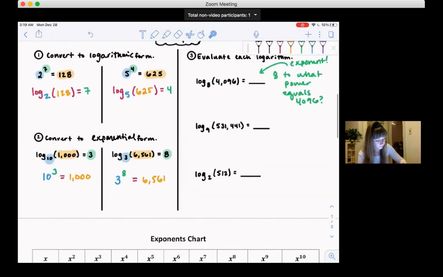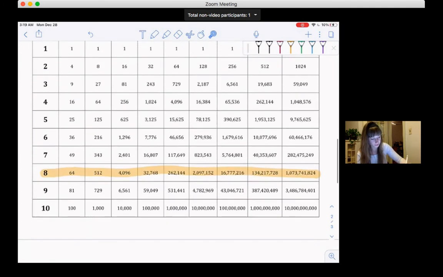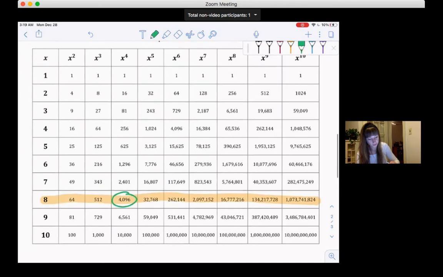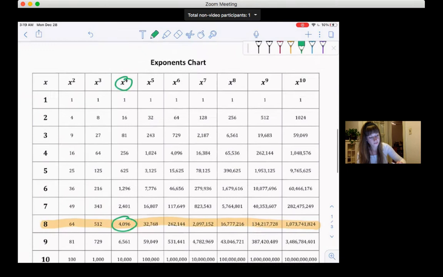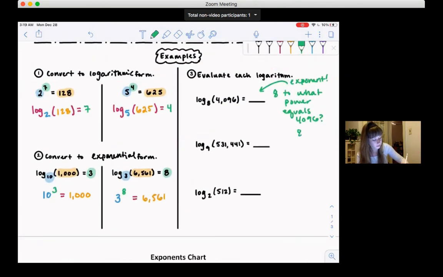We were looking for 4,096. So it's right here. So 4,096 is the fourth power of 8. So this is basically telling me that 8 to the fourth equals 4,096, which means that the logarithm is equal to 4. The answer to our question was 4. 8 to what power equals 4,096? It's the fourth power. So log base 8 of 4,096 equals 4.